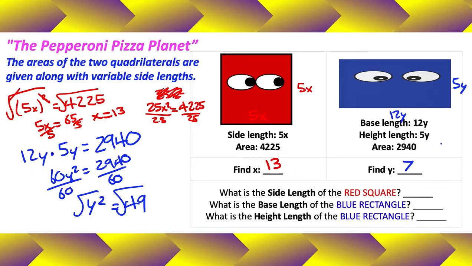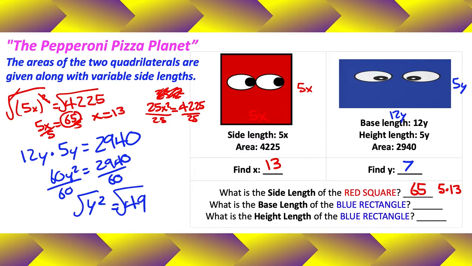All right. Now we actually need to answer the questions. Now that we have x and y, it says, what is the actual side length of the red square? Well, the red square is 5x by 5x. I know that x is 13, so if I go 5 times 13, that will get my red square side length. 5 times 13 is 65, which is weird because that's the number that we got over here. Oh, crazy, right? So anyway, moving on.